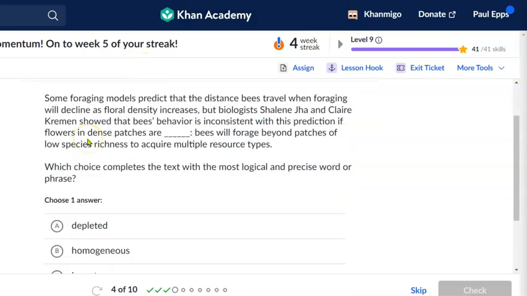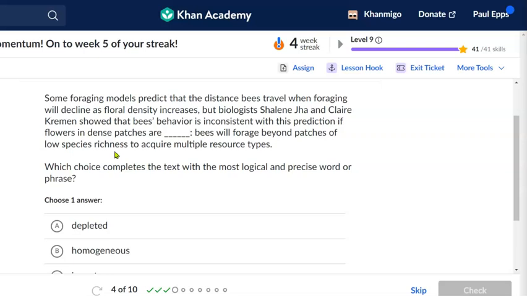Some foraging models predict that the distance bees travel when foraging will decline as floral density increases. But biologists Shalene Jha and Claire Kremen showed the bees' behavior is inconsistent with this prediction if flowers in dense patches are blank. Bees will forage beyond patches of low species richness to acquire multiple resource types.